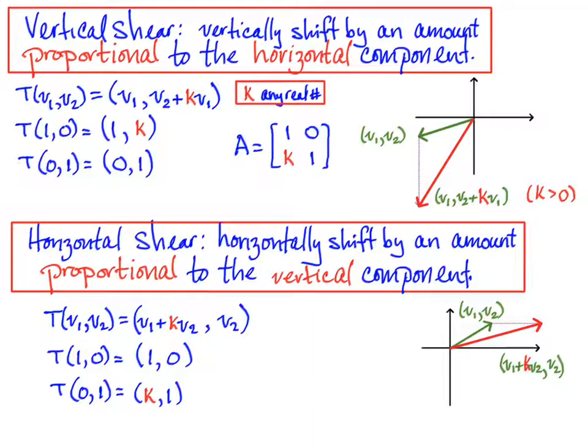So here, the first standard basis vector is a fixed point. And let's get the matrix. So A is going to be 1, 0, K, 1. This is very different from the matrix of a horizontal expansion or contraction. Okay. All right. Let's look at a quick example.